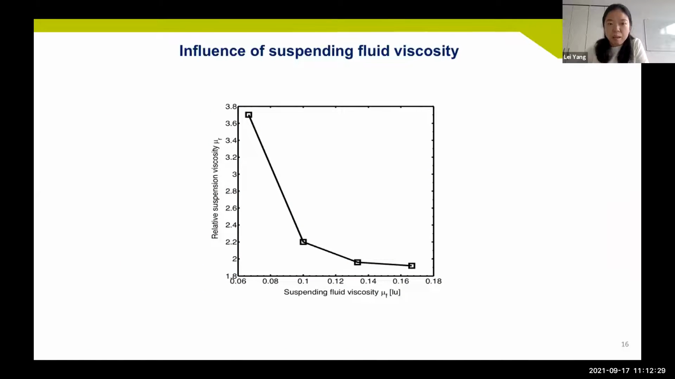And then if we look at the suspending viscosity again, we find that at a lower suspending fluid viscosity, the relative viscosity of the suspension is higher due to the formation of the clusters. And at a higher suspending fluid viscosity, the relative viscosity of the suspension is lower. This brings me to the end of my talk.